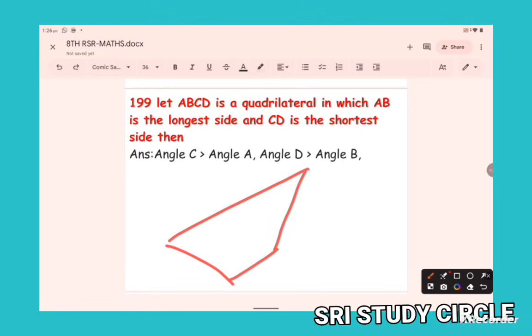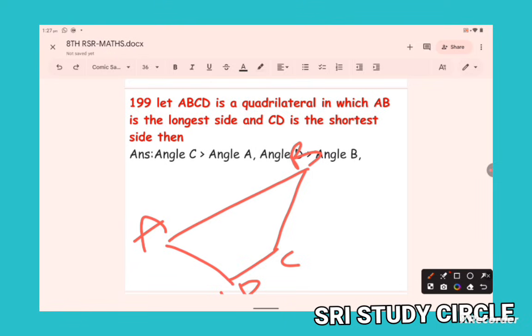AB is the longest side. CD is the shortest side. Let ABCD be a quadrilateral in which AB is the longest side and CD is the shortest side. Then angle C is greater than angle A and angle D is greater than angle B.